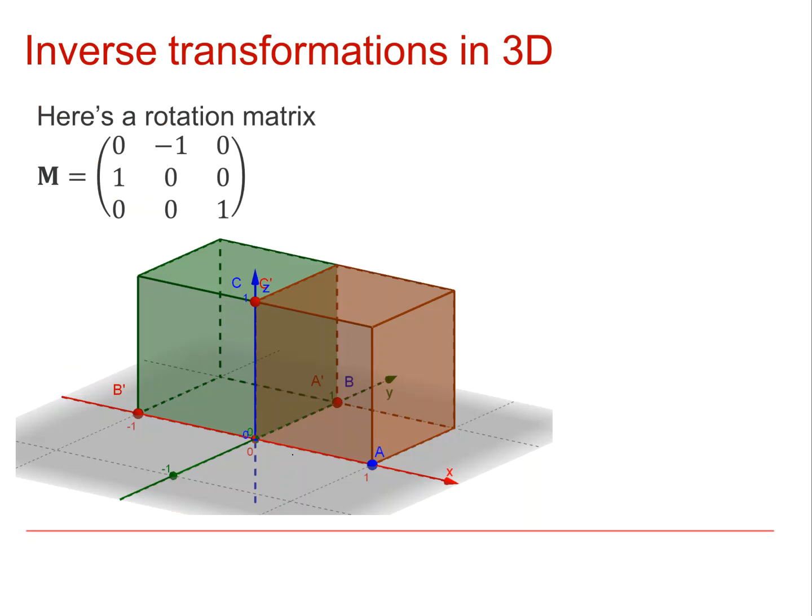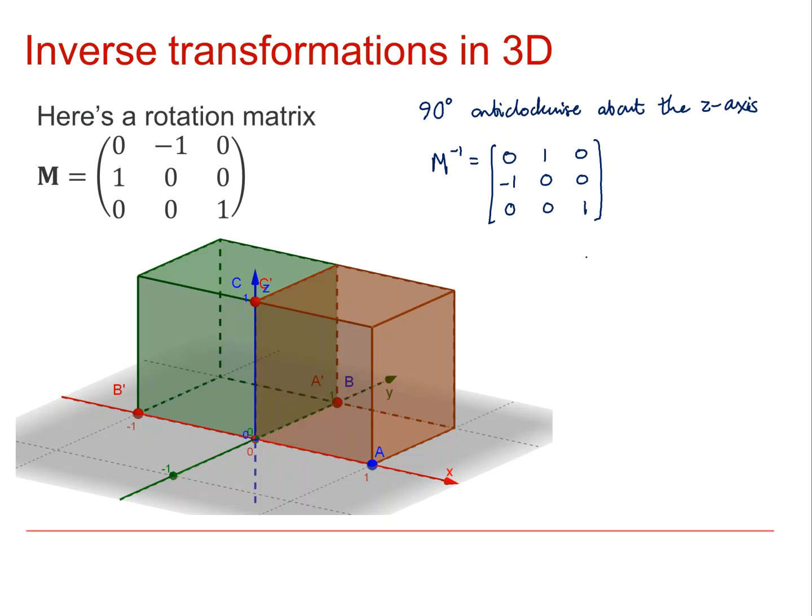Here's the rotation matrix. It's a rotation of 90 degrees anti-clockwise about the z-axis. You can use a calculator to find that the inverse of this matrix is (0, -1, 0; 1, 0, 0; 0, 0, 1). You can check that that matrix does give you a 90 degrees clockwise rotation about the same axis.